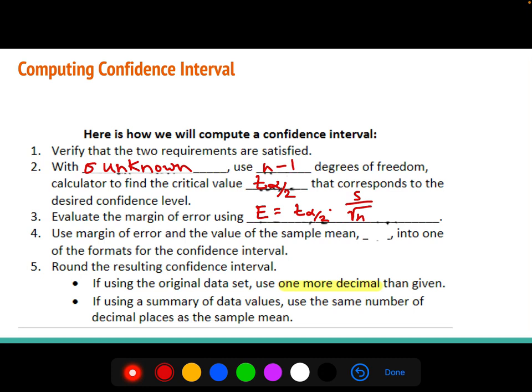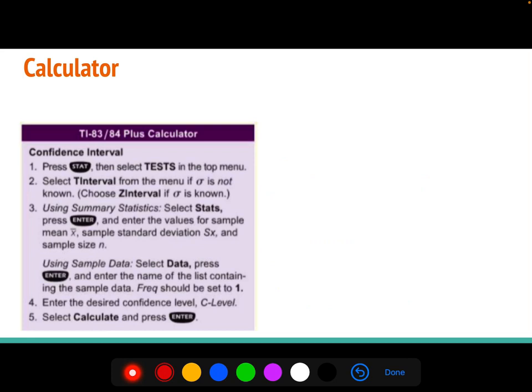And we use that margin of error and the value of the sample mean, which is x bar, in one of the formats for finding the confidence interval. To round this, if we're using the original data set, use one more decimal than given. If we're using a summary of the data values, use the same number of decimal places as the sample mean. Again, here are some steps for using the calculator in the classroom to find a confidence interval.